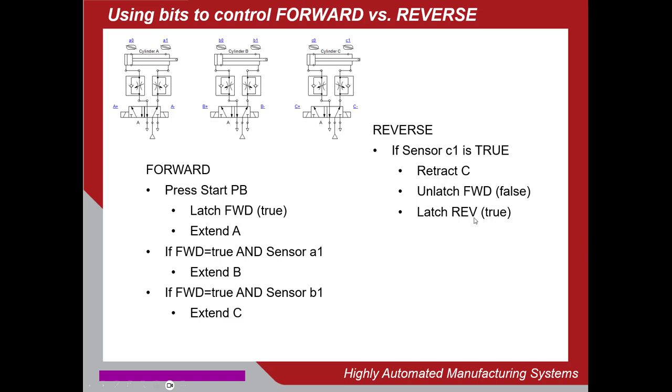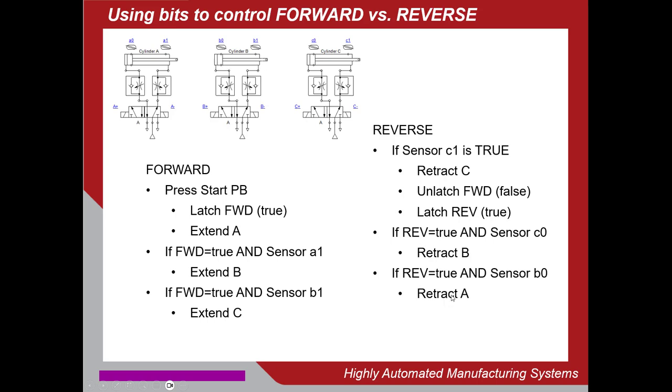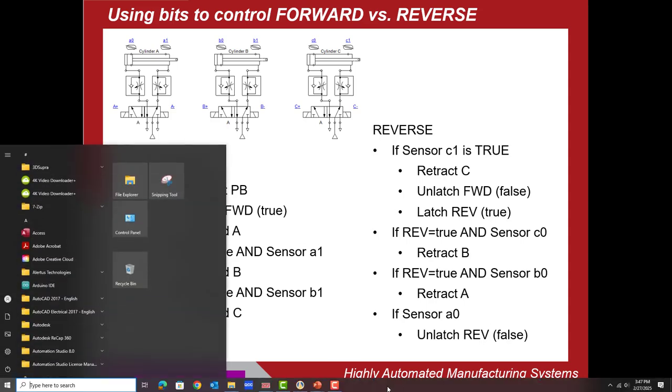Now we're going to use the state of the reverse bit as a condition to tell the cylinders to go in reverse. So if reverse is true and we see sensor C0 go true, we're going to retract B. If reverse is true and sensor B0 goes true after B has retracted, then we're going to retract A. And then the last thing is when sensor A gets triggered, we're just going to unlatch reverse and set it back to false. All right, so let's go back to the program and see how that's going to work.